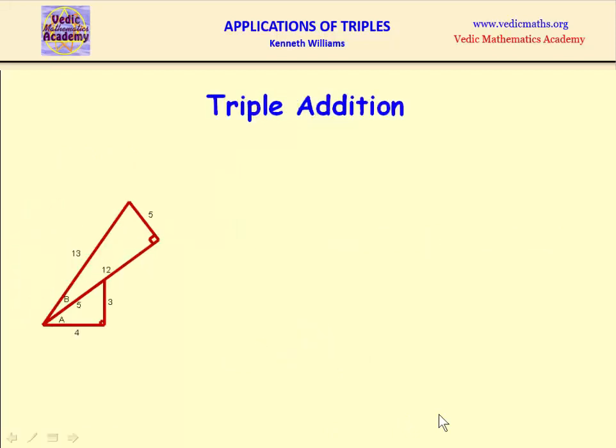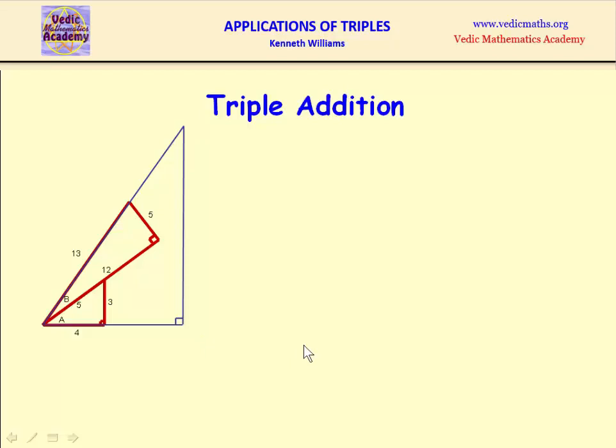Triple addition is defined like this. If you've got a triple, 4, 3, 5, and another triple, 12, 5, 13, adding effectively adds the angles. This shows the addition of those two triples by putting the second one on the hypotenuse of the first one. And then the sum of those triples will be a triple which has got A plus B as its angle. And there's the triple there, with A plus B as its angle.